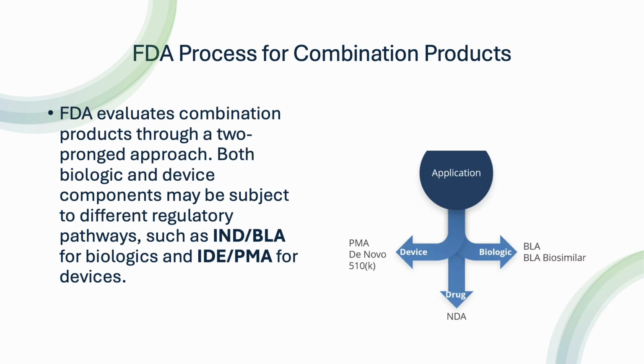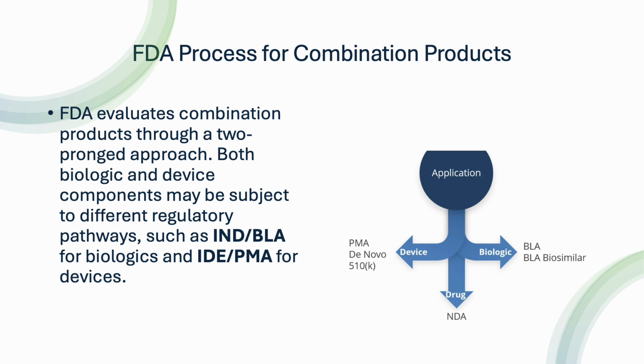Now, for combination products, the FDA evaluates both the biologic and device components. This means that products like tissue-engineered scaffolds combined with cells must go through a complex regulatory process involving both biologic and device review.